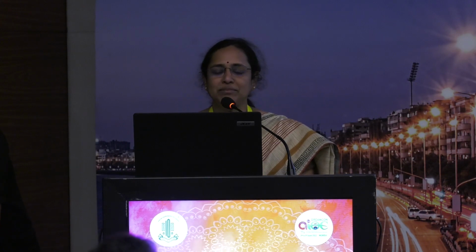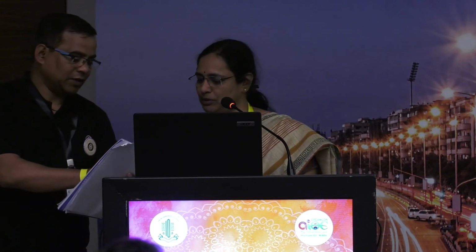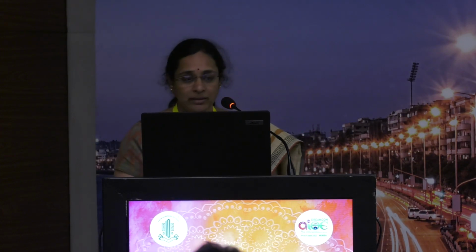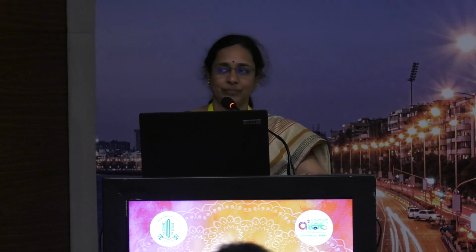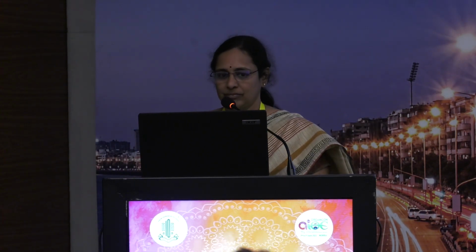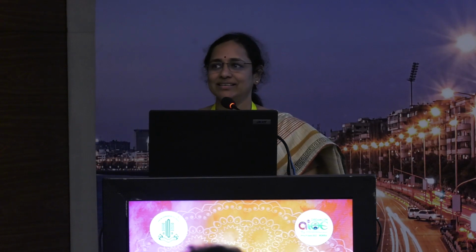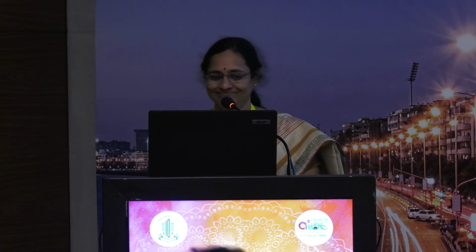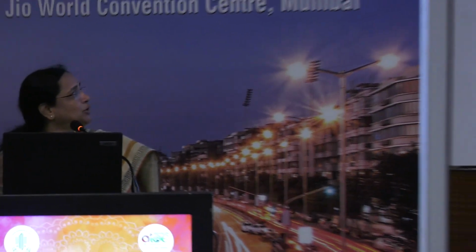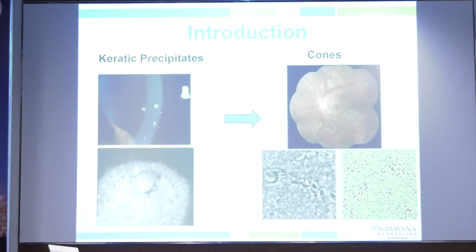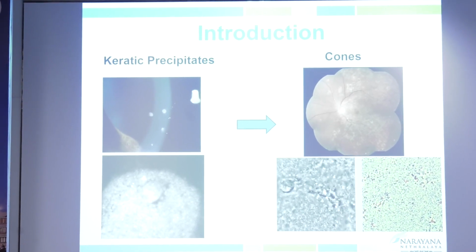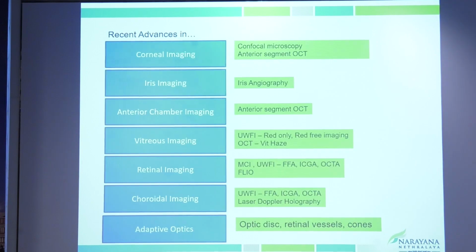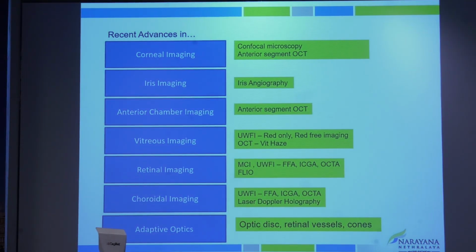Ocular imaging can be done from pole to pole, imaging the keratic precipitates to imaging the cones in the posterior pole using adaptive optics. What imaging methods are available? So we image the keratic precipitates to the cones. Keratic precipitates by confocal microscopy, the cones with the help of adaptive optics. Let us see the list of advances available in various imaging methods.